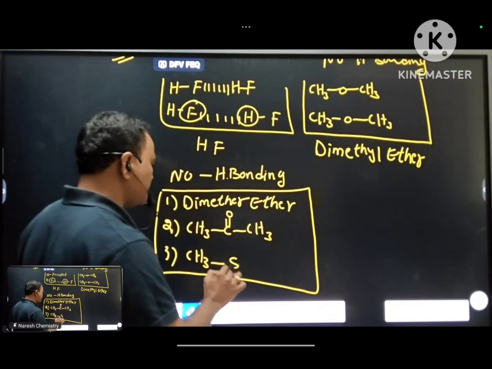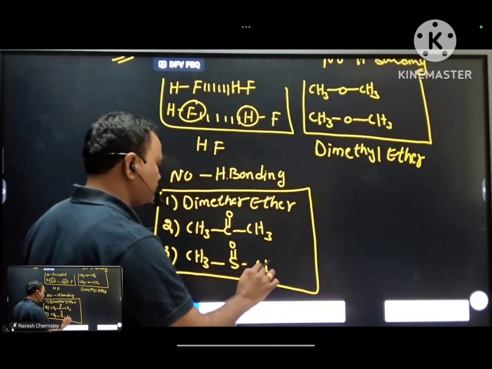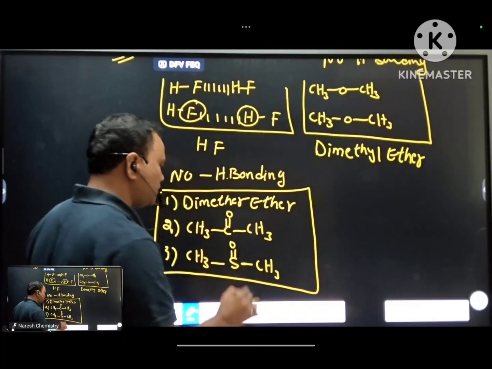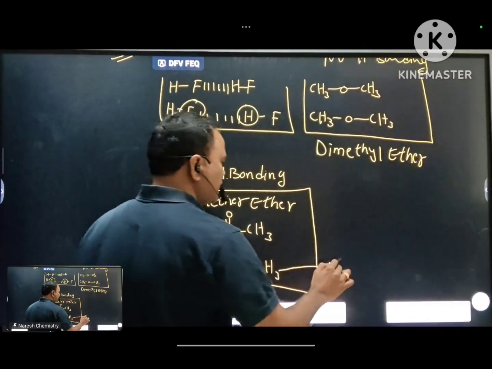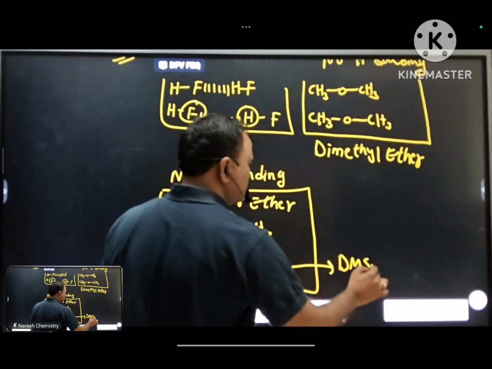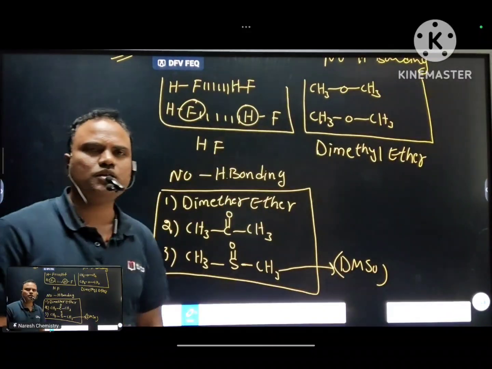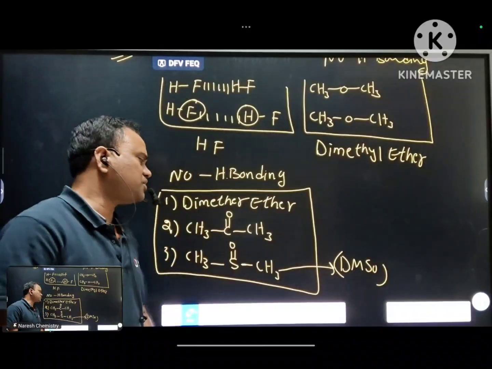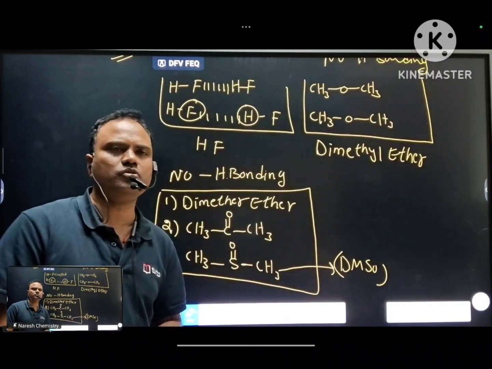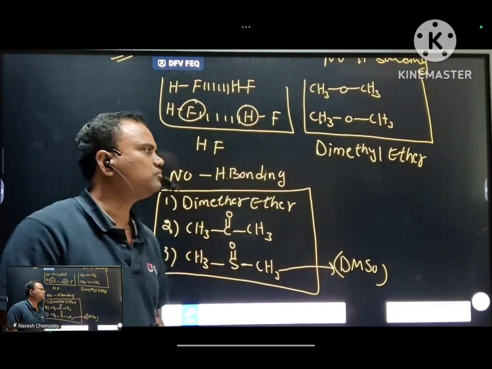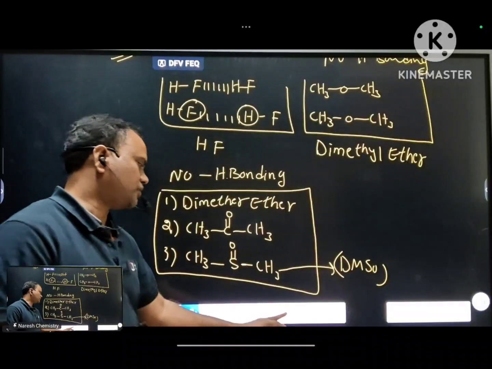Dimethyl sulfoxide. Generally, it is abbreviated as DMSO. It does not contain hydrogen bonding. Oxygen is present, but hydrogen is not present on the more electronegative atom. Okay. Next.